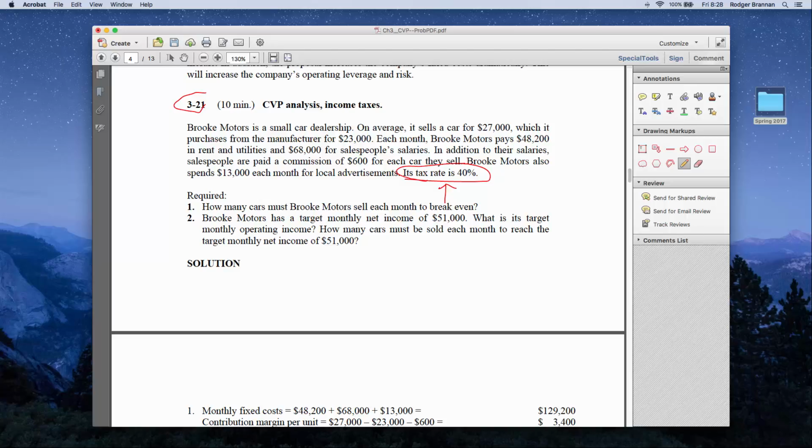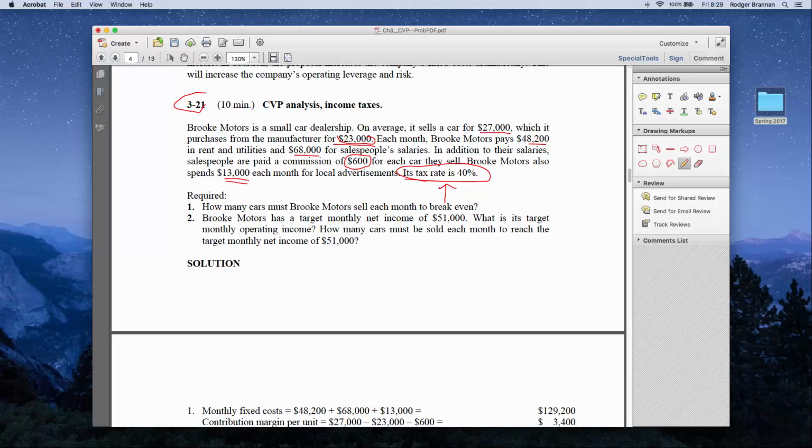Now, in this case, they're selling one product, a car for $27,000. One of the variable costs is they have to go out and buy it from the manufacturer for $23,000. So that $23,000 would be considered a variable cost. $48,200 in rent is going to be a fixed cost. The utilities of $68,000 would likewise be a fixed cost, and the $68,000 for the salaries would be a fixed cost. The $600 here would be a variable cost because that will vary according to the amount of sales done each year. And the final thing here, the $13,000, is simply a fixed cost.